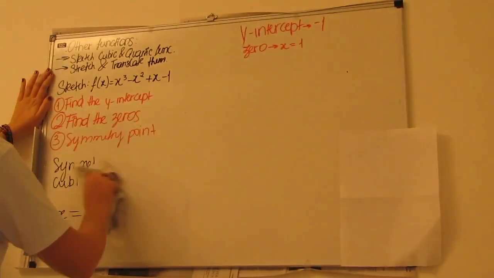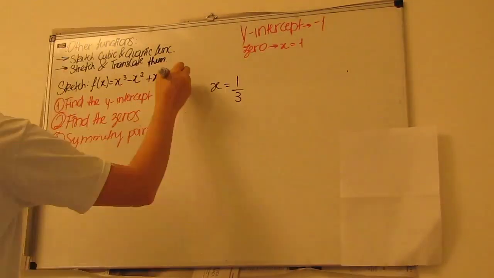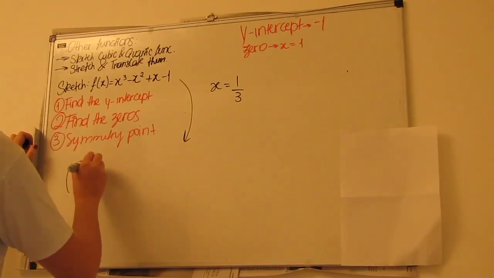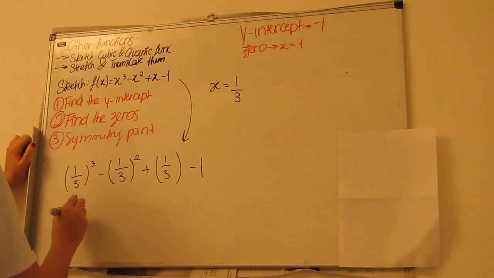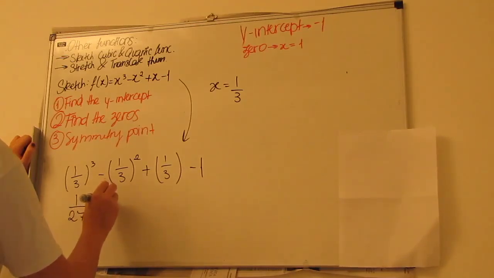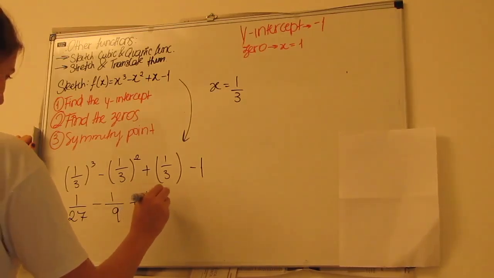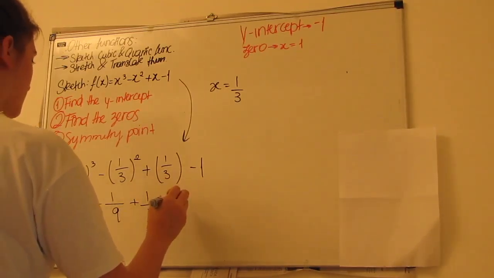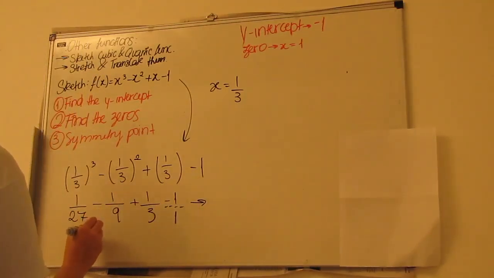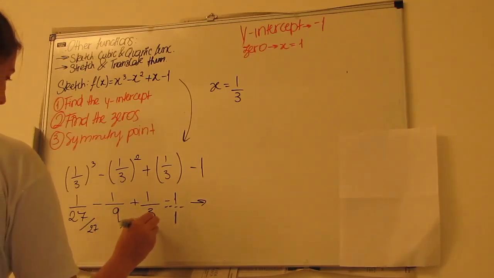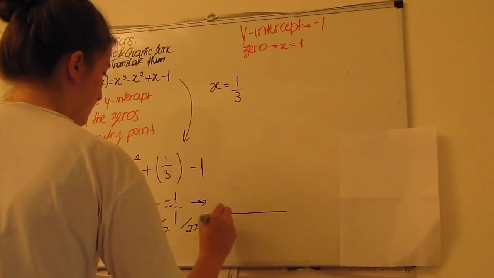So as I said before, the symmetry point is a coordinate. Now that we found x, we need to find y. To find y, we simply substitute x, which is 1/3, into the formula. When we have brackets, inside the brackets we have a fraction, and outside we have a power, we simply make 1 to the power of 3, for example, and 3 to the power of 3. But we know that 1 to the power of 3 is 1, and that 3 to the power of 3 is 27. So we just do that to all of the other fractions.